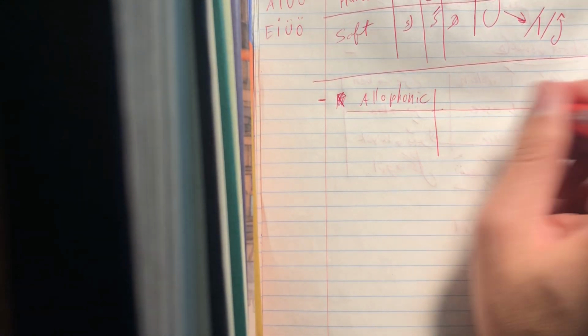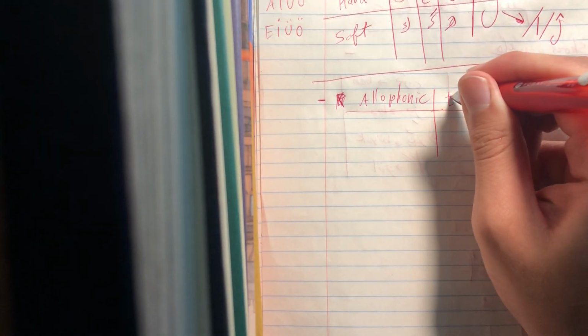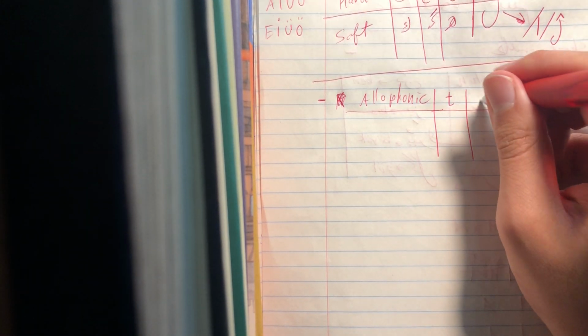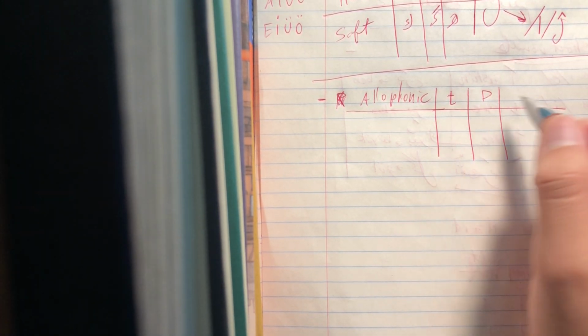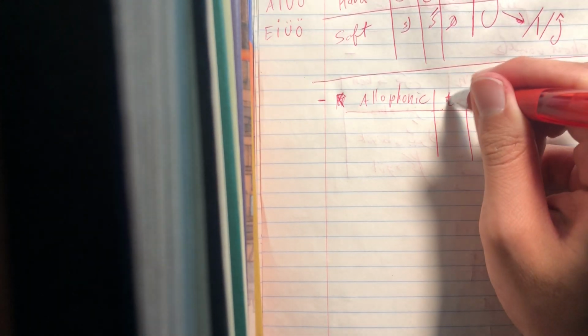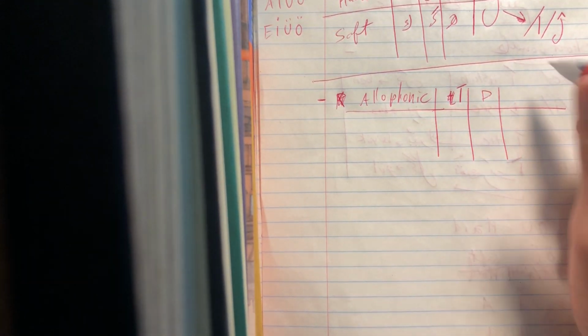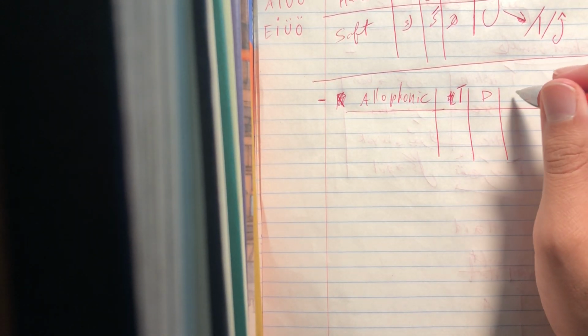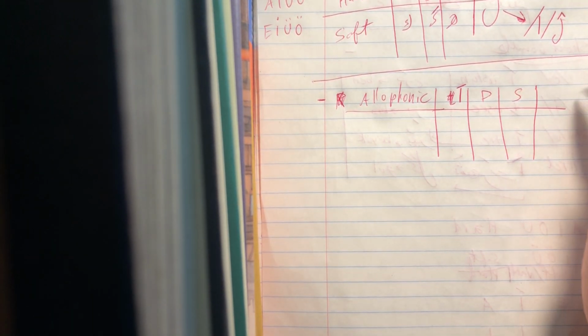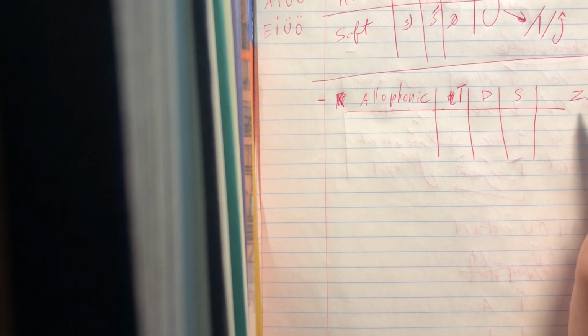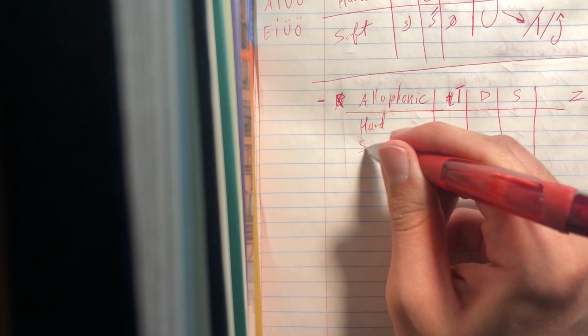Let's make our chart again. Letter T, D. I guess I should be consistently capitalizing them. That's my bad. T, D, and S. And then again, we do have a special case for Z. I'll get into this one later. I'm going to leave it off to the side for now. So, hard, soft.